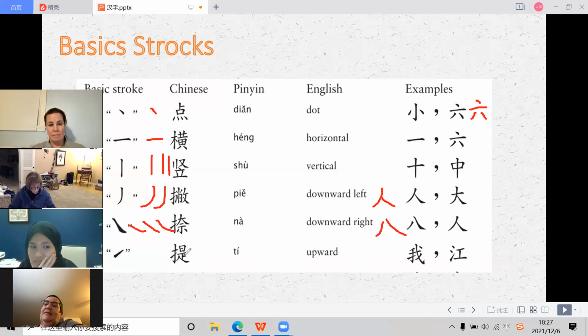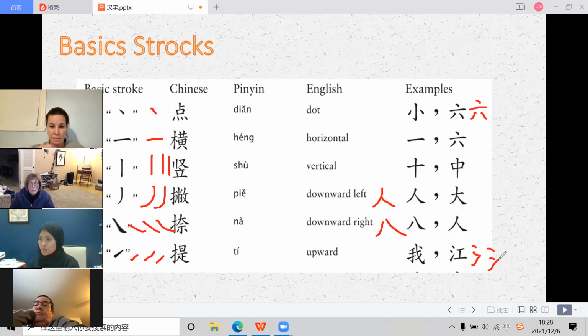And this one is 提, T. It's like this. So we can see this is water, with 点 and 提. 点, 提.